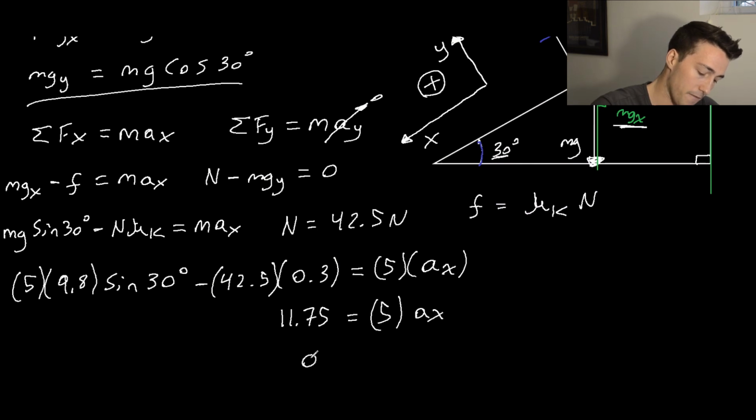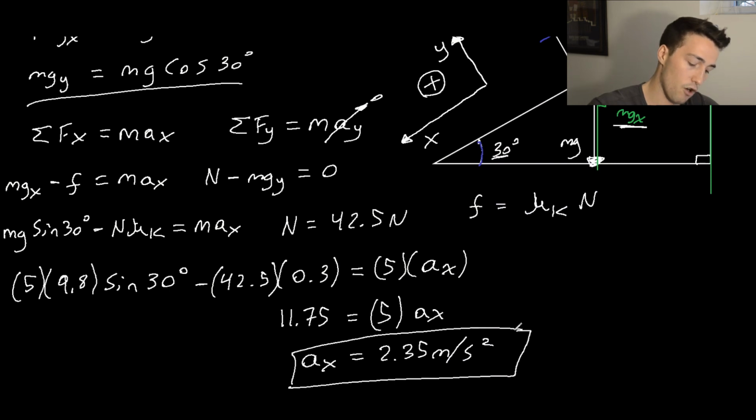And so if we divide 5 from both sides, we'll get 2.35 meters per second squared. So looking at this number in comparison to our previous problem, we had an acceleration of 4.9. So with the effect of friction, this acceleration decreased, again, which we would expect.